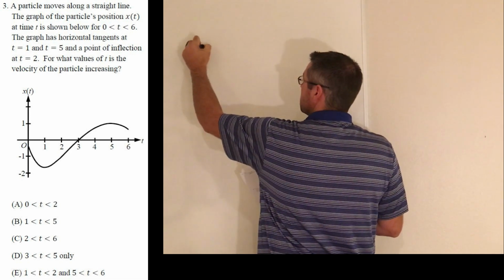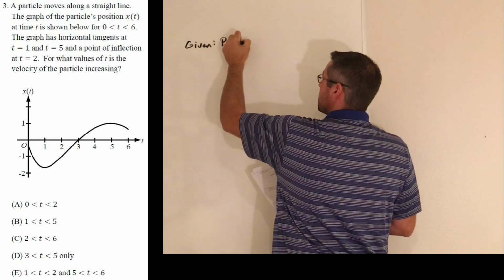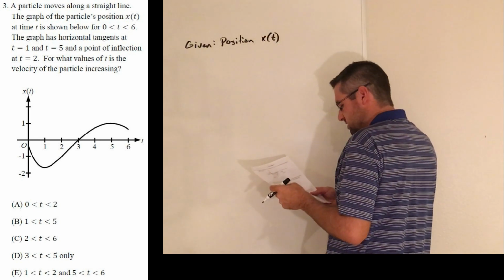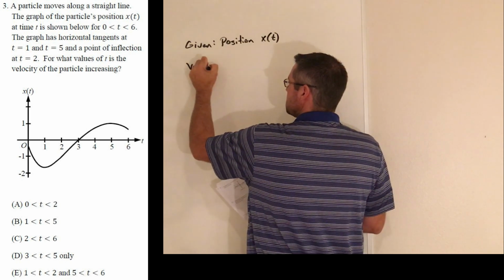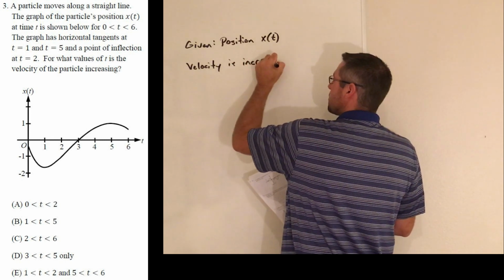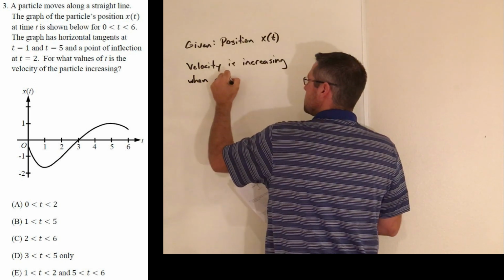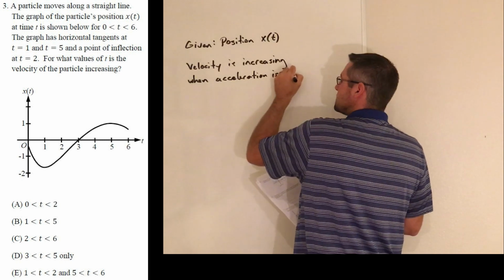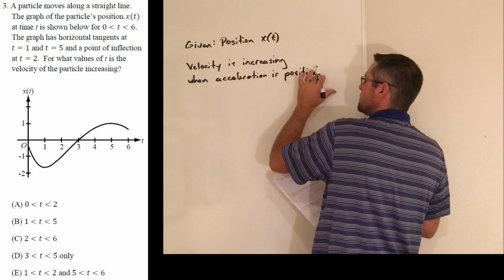So given is the position graph, and we called that x of t, right? And we're saying, when is the velocity increasing? So let's interpret this. Velocity is increasing when acceleration is positive. Velocity is increasing when acceleration is positive.